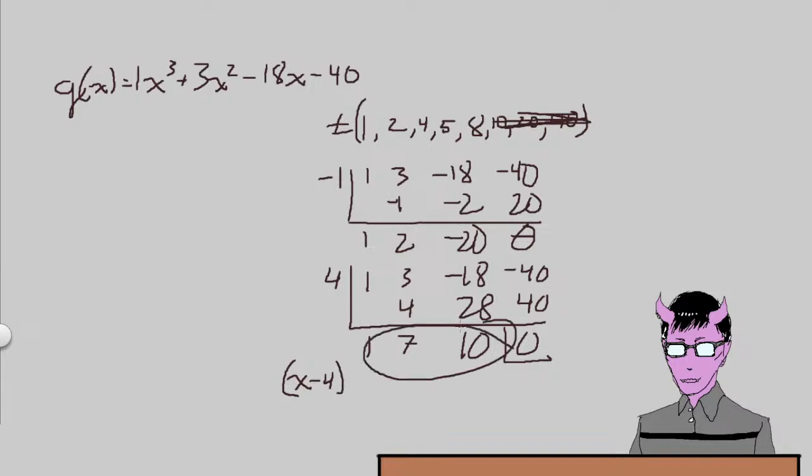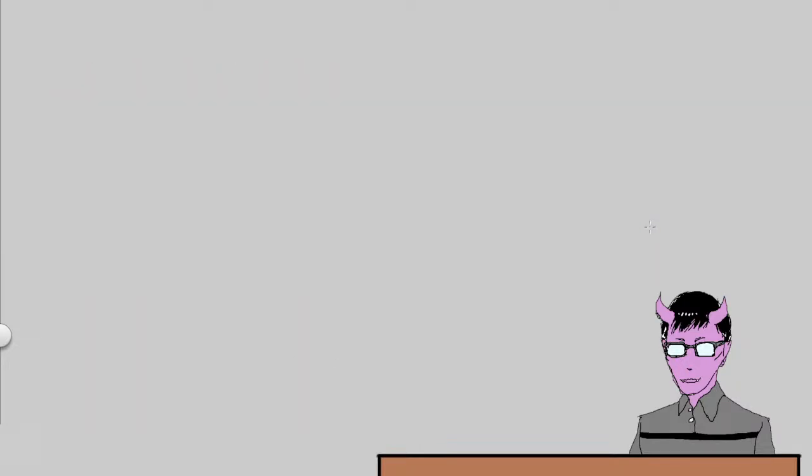Perfect. This is just a quadratic, so please treat it as such. Factors of 10 that produce 7 is just 5 and 2. Easy. And we are done with g of x. Very good. Wait, which? Minus 40. Yeah. Okay.